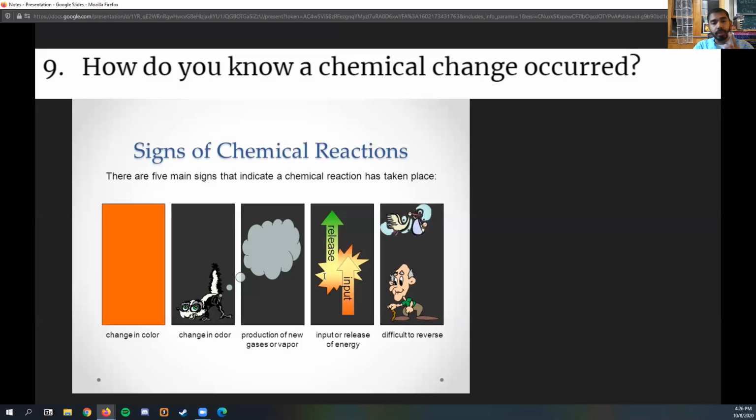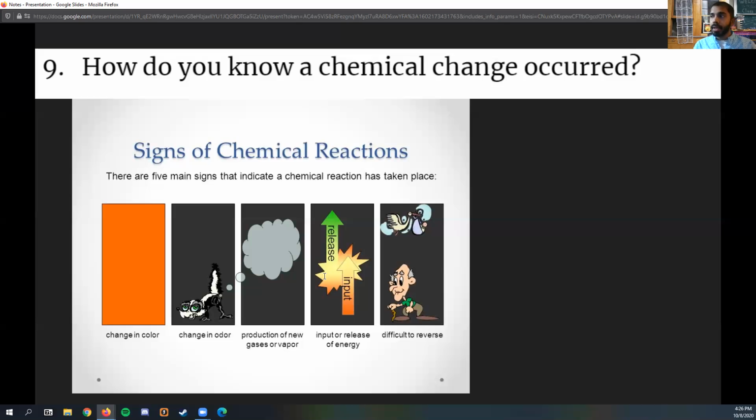Production of new gases or vapor. Well, if you try to cool yourself off with some Coke or some Sprite, you'll hear a little hiss when you open up the soda bottle. And so that there is the carbon dioxide releasing itself, right? You'll see those fizzies and bubbles, right? So you get a production of new gas.